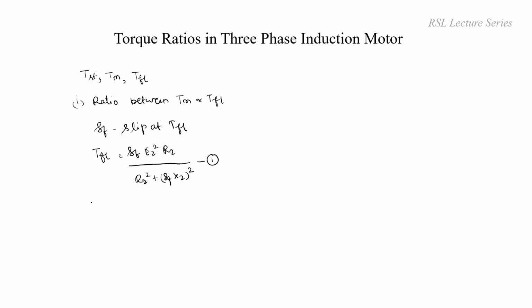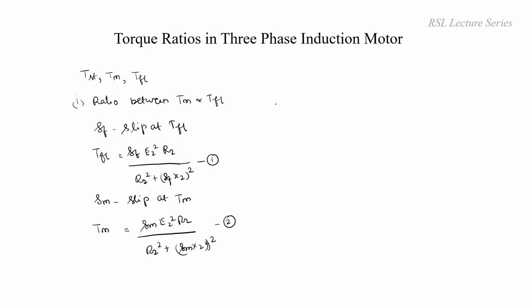Now we'll write the equation for maximum torque. Let Sm be the slip corresponding to maximum torque. This maximum torque can be written as Sm into E2 square R2 divided by R2 square plus (Sm X2) whole square. Let this be equation number 2.